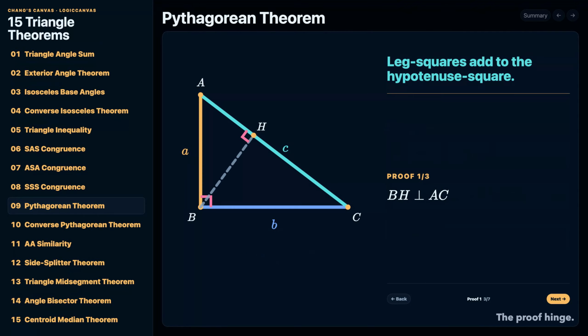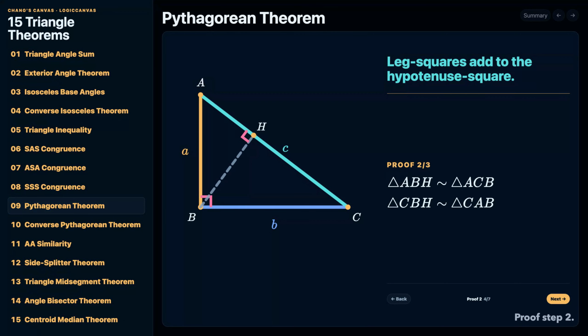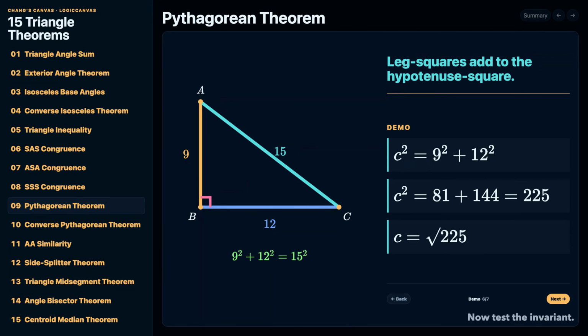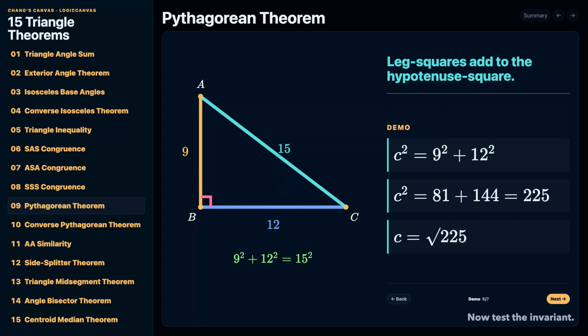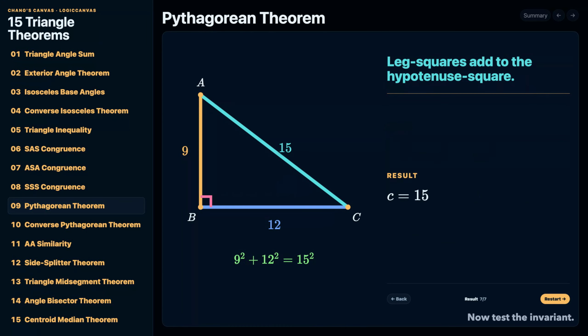For the proof, drop the altitude from the right angle vertex to the hypotenuse. Next, each smaller right triangle shares an acute angle with the original, so both are similar to it. Next, use the two-leg projection identities, then add them and use AH plus HC equals AC. Watch the proof assemble. First the altitude, then two angle-angle similarities, and finally the two-leg projection identities.